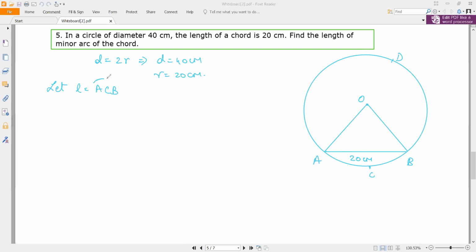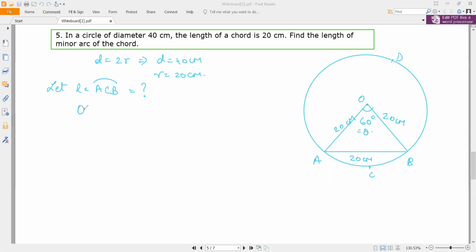Now, an arc is what you name a curve drawn on top of any 3 points. This you have to calculate. We know that the radius given is 20 centimeter. This is also radius 20 centimeter. By observation, this is an equilateral triangle, which makes this angle 60 degree. Angle of an equilateral triangle is 60 degree. If this is 60 degree, this is your theta value.